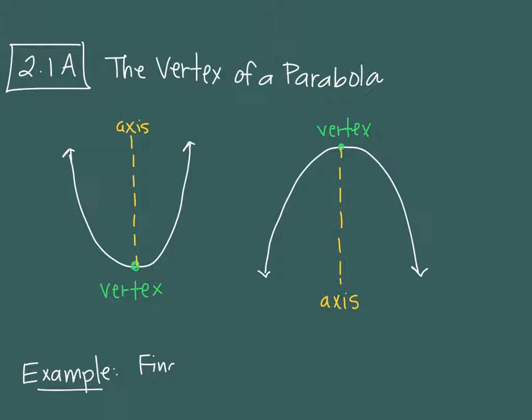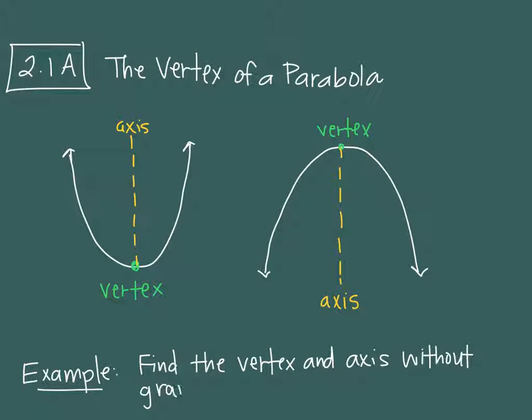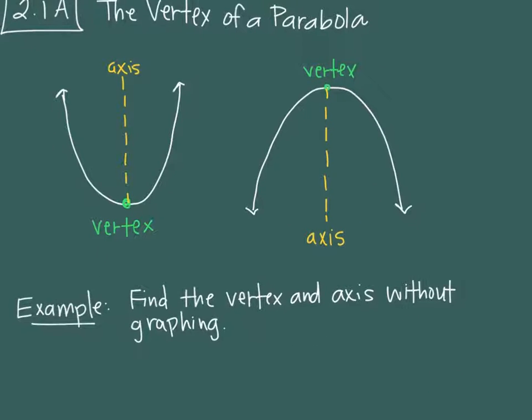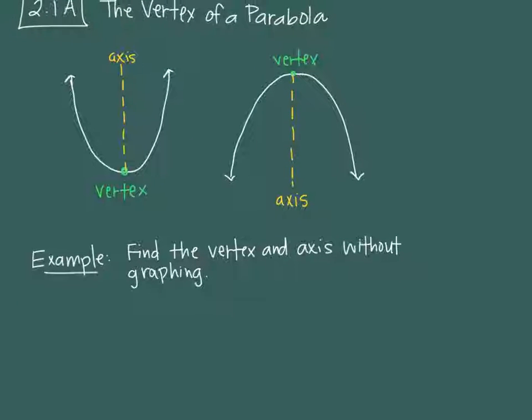All right, so example, find the vertex and axis without graphing. Okay, so let me give you your starter question. Find the vertex and the axis without graphing. So here's the question. -2 times (x minus 3) squared plus 5.